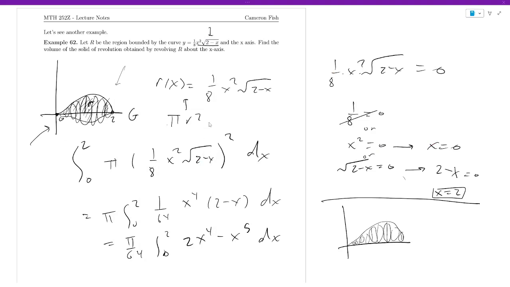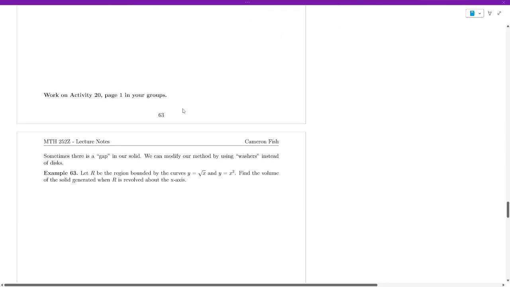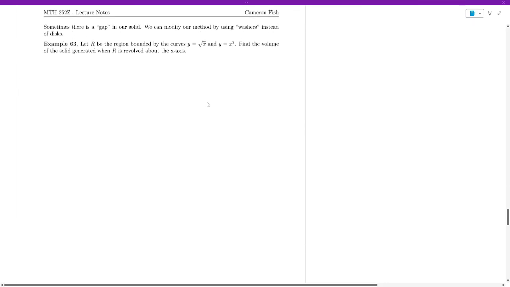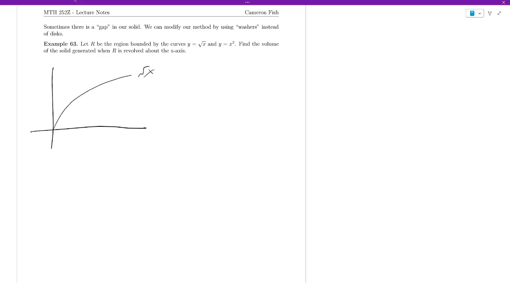Okay, so we've talked about the disk method. We're also going to talk about the washer method. Basically, sometimes we have a gap between our shapes. So let's look at this region. This is going to be the region bounded by the two curves, same ones we've been seeing a lot. Here's root x, and here's x squared. Now we're going to rotate this region around the x-axis. Let's try to picture what that shape would look like.